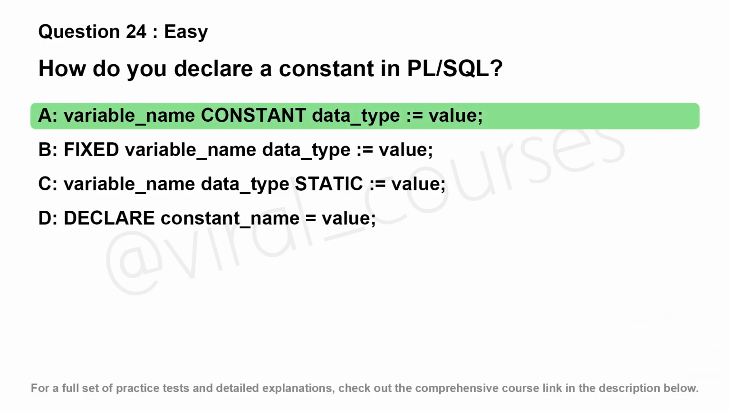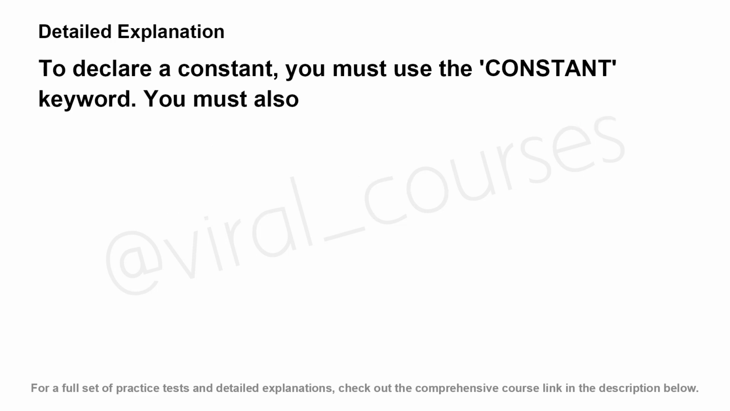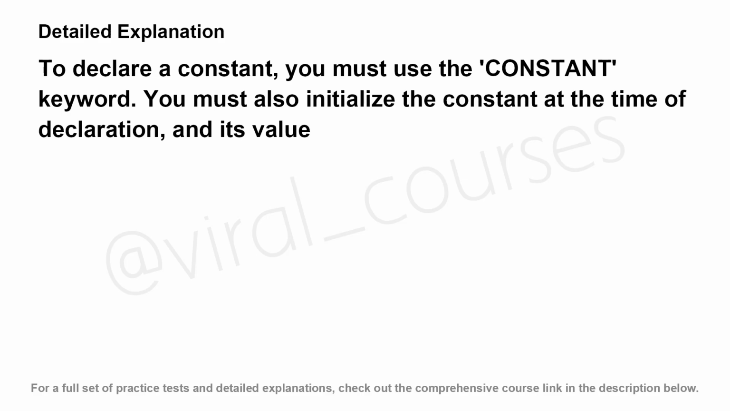The correct answer is A. To declare a constant, you must use the constant keyword. You must also initialize the constant at the time of declaration, and its value cannot be changed later in the program.